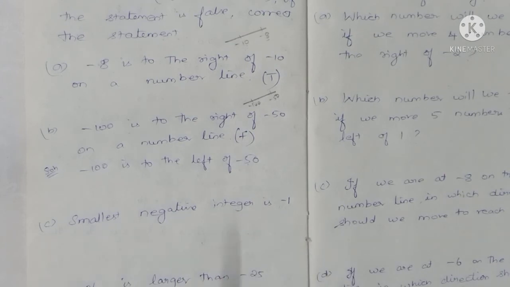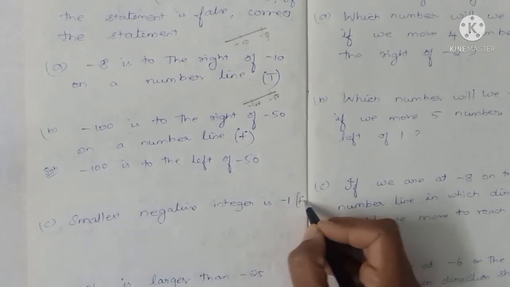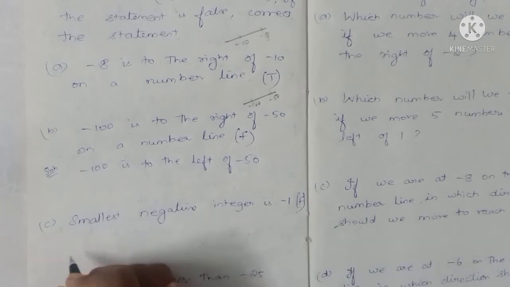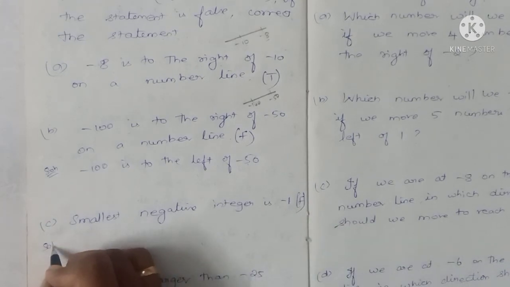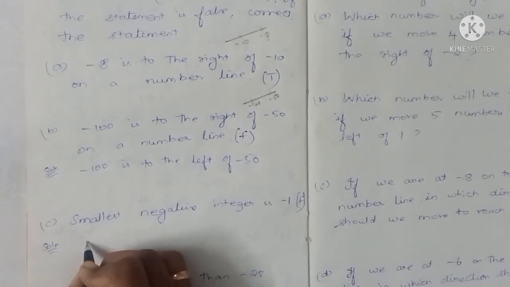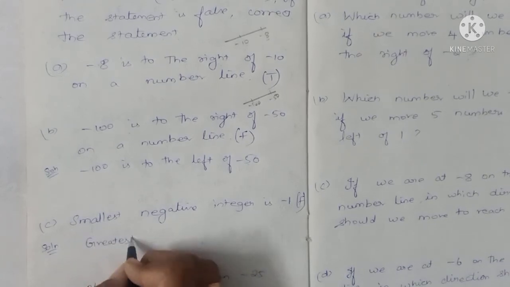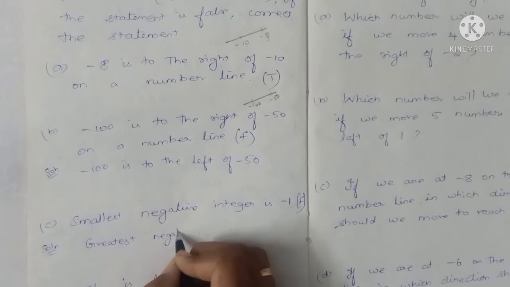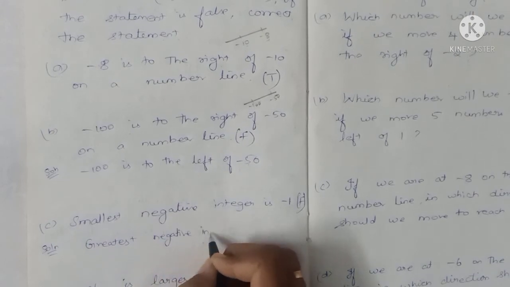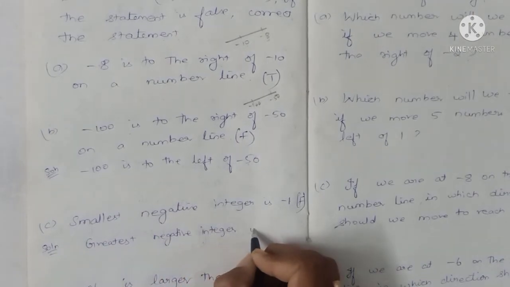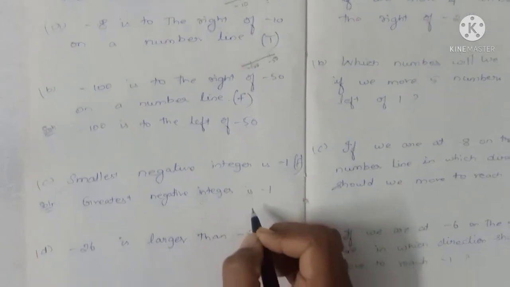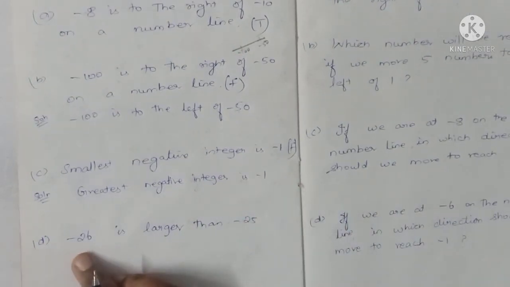Okay. The next subdivision C, smallest negative integer is minus 1. So this is false because it is the greatest number, isn't it? Greatest negative number. So the correct answer will be greatest negative integer is -1.